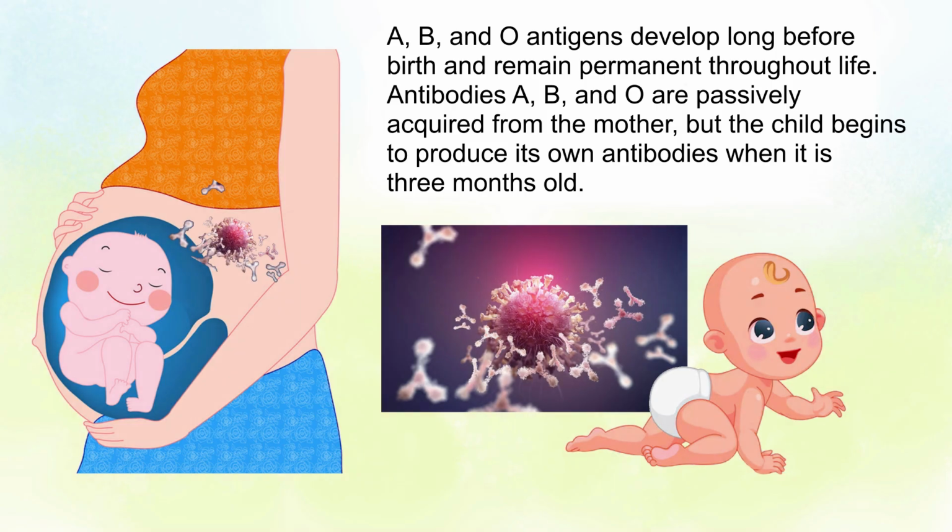A, B, and O antigens develop long before birth and remain permanent throughout life. Antibodies A, B, and O are passively acquired from the mother, but the child begins to produce its own antibodies when it is 3 months old.